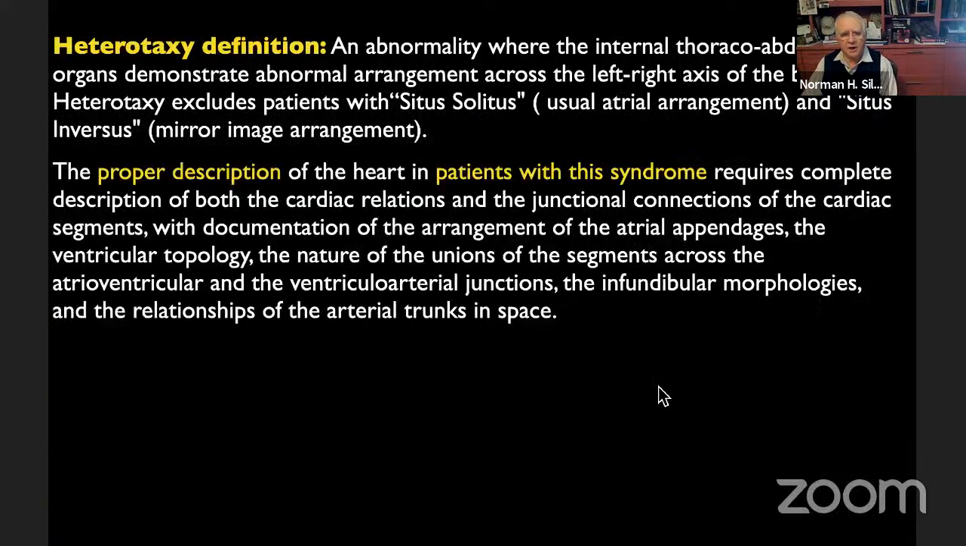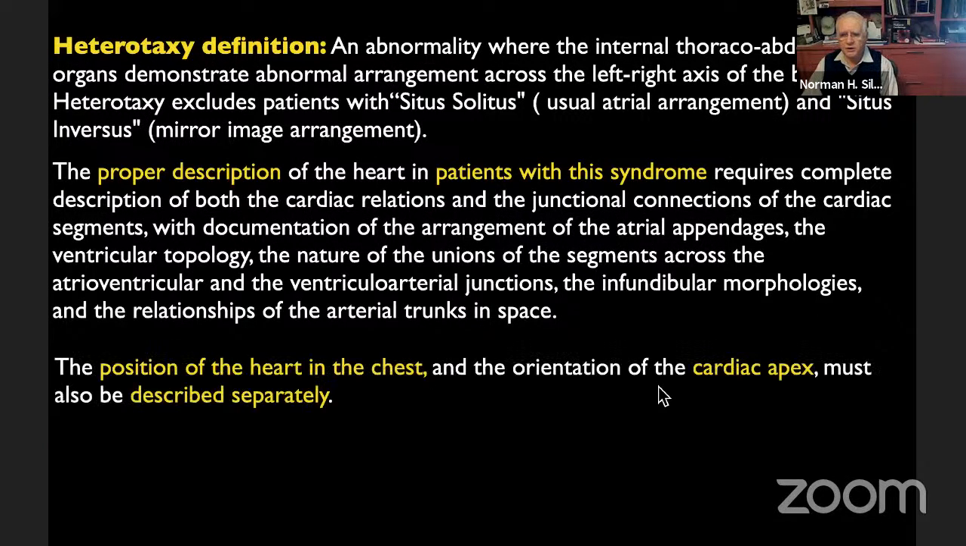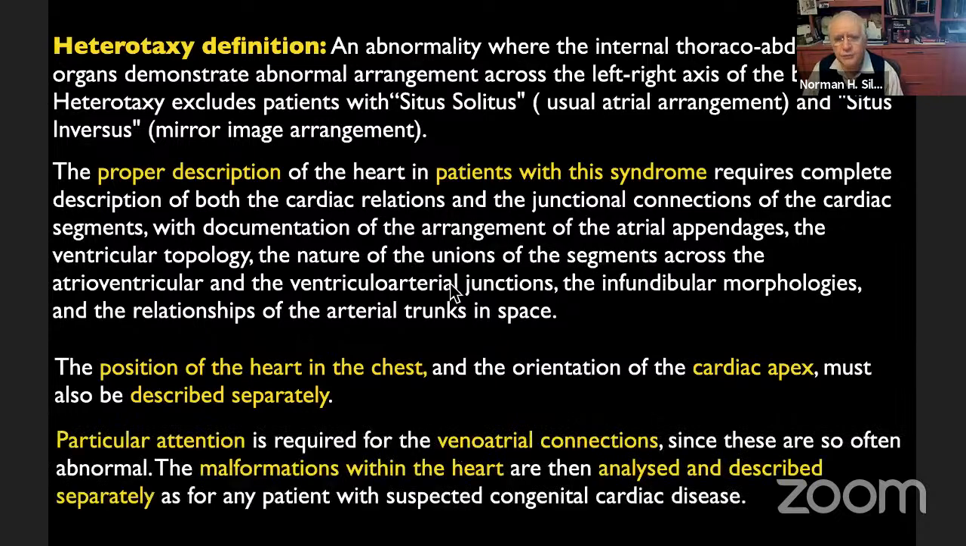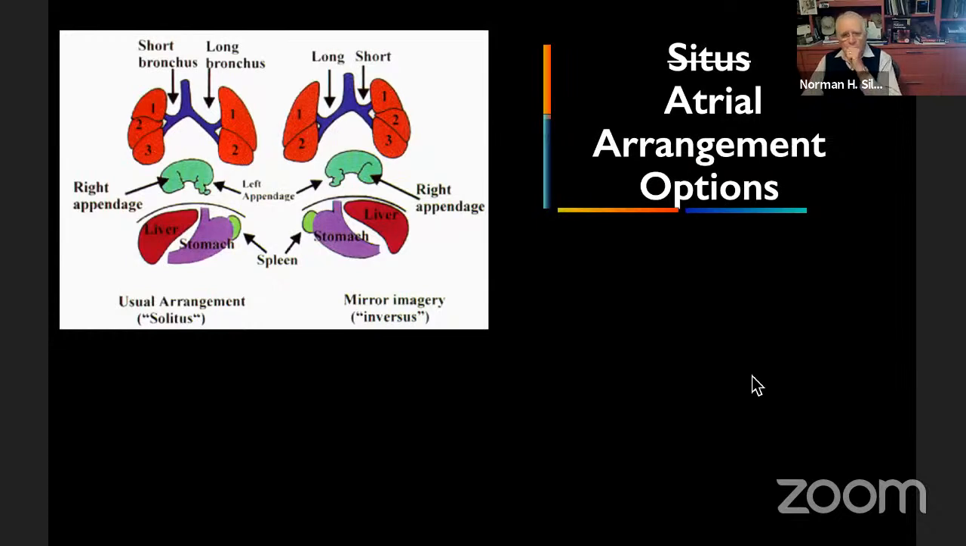Well, I'm running out of time, so I don't want to talk too much about this syndrome, but we know that it has to be described from its veno-atrial position through to the atriums, the AV connections, and the great vessels, as well as the position of the heart in the chest, find out where the apex is, and all of these have to be described separately.